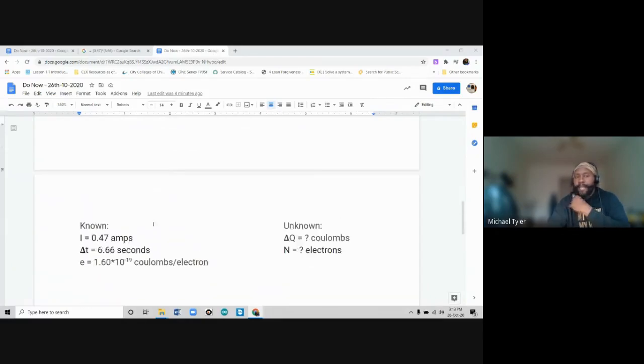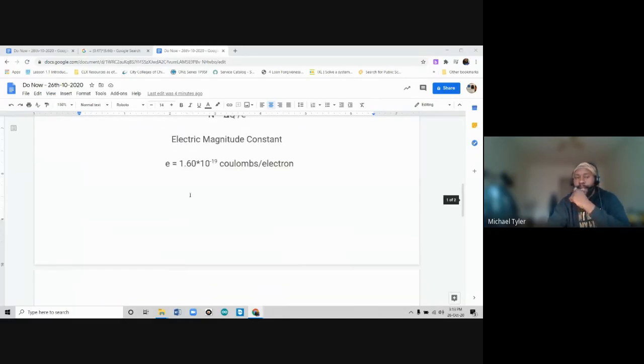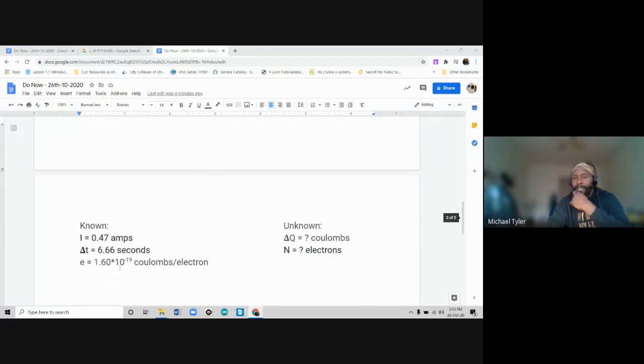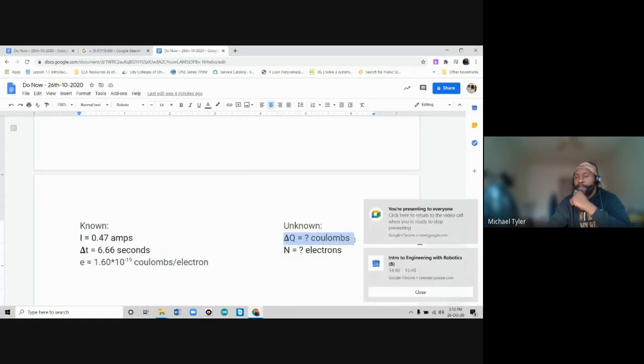Lastly, you need, of course, the electron constant or electric constant. So that's e equals this number that I just mentioned, and it's put in our known values. Lastly, what do we need to do to get this problem completed? What is the question asking us? Unknown. Well, delta Q we've got to figure out because that wasn't given in our problem. So we use a little bit of algebra to figure that out. It'd be some number in coulombs, so I put a question mark there.